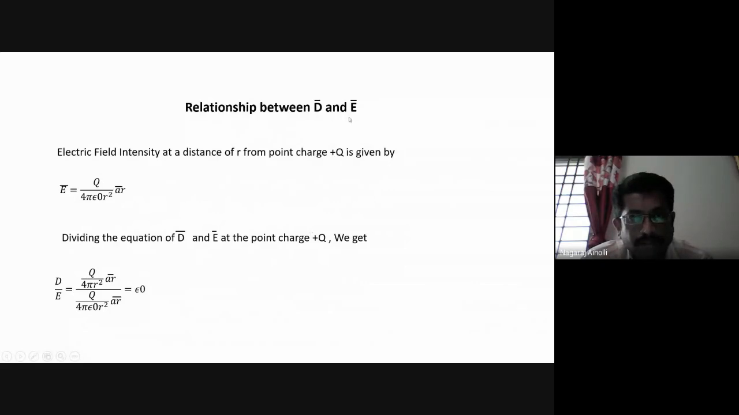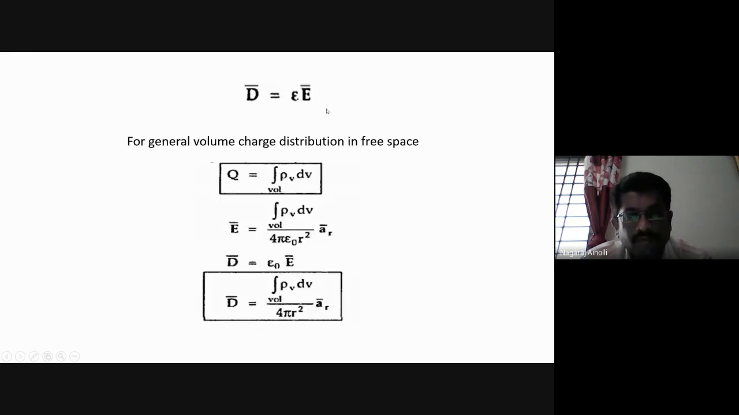The relationship between D bar and E bar, you have derived that equation. Sometimes this may be asked in examination: find the relationship between D bar and E bar for the electric field. Then you have to derive starting from the beginning. Consider the equation for E bar, consider the equation for D bar, divide one by another, then you will get D bar is equal to epsilon E. For free space it will be D bar is equal to epsilon naught E bar. If you are considering some medium, then it will be D bar is equal to epsilon E bar. Then for the volume charge distribution, D bar is equal to volume integral rho v dv divided by 4 pi r square ar bar.